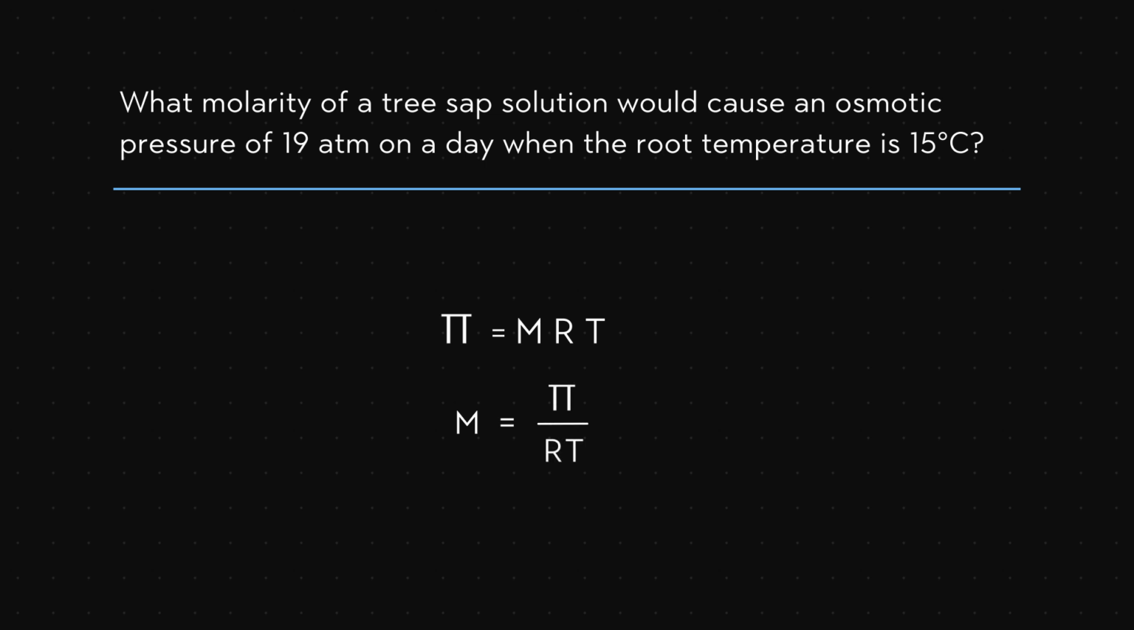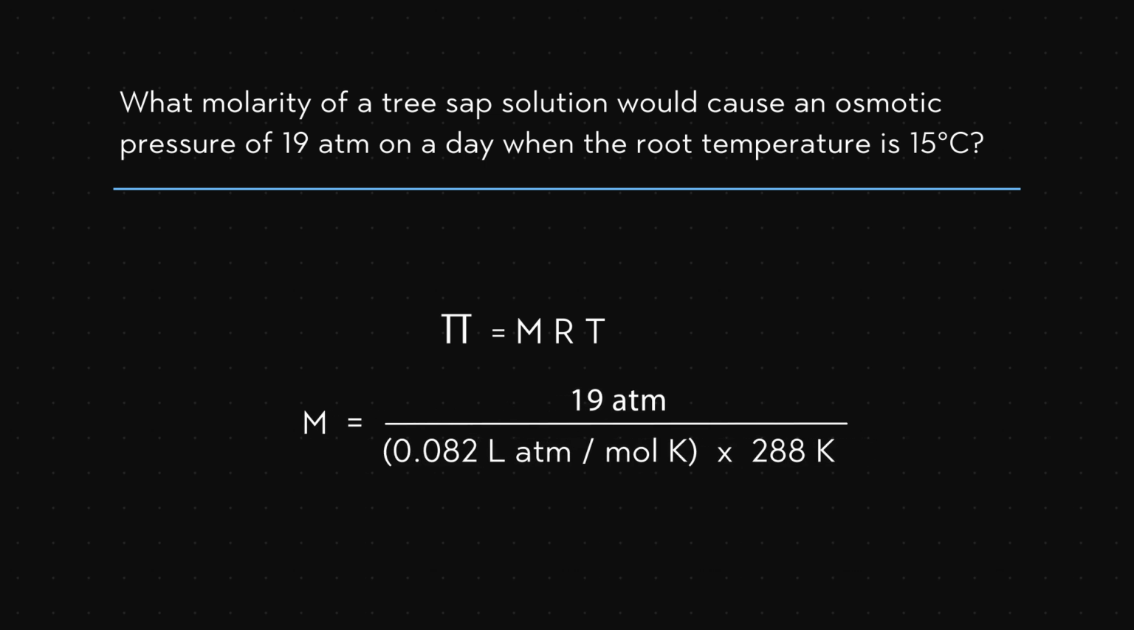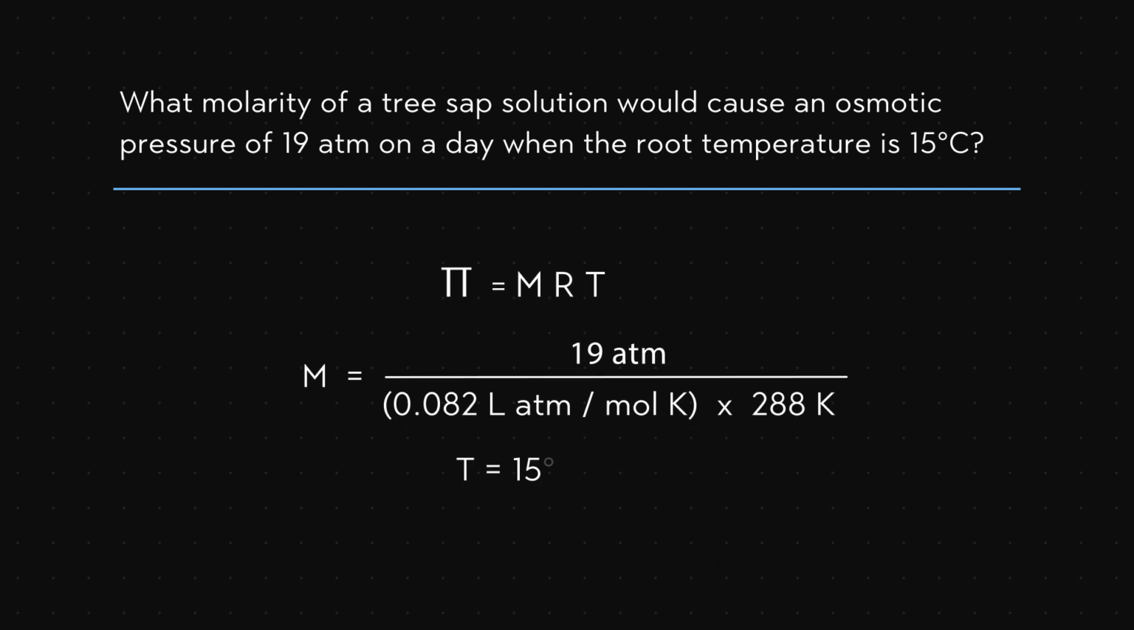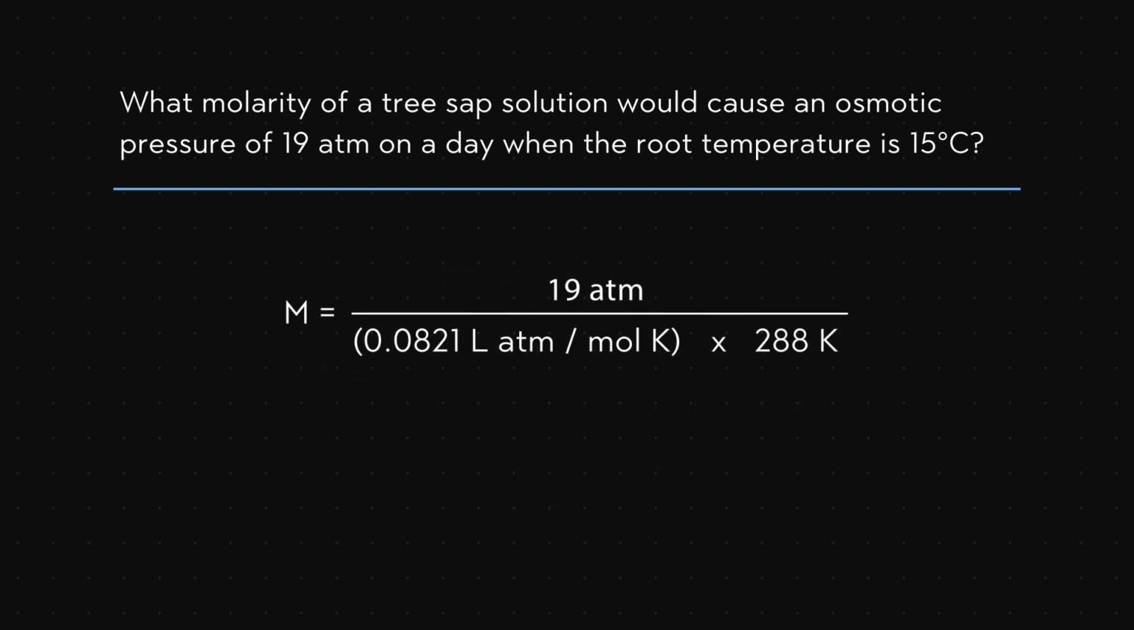Now let's substitute in our values. The osmotic pressure π is 19. R, the ideal gas constant, is 0.082. To convert the temperature from degrees Celsius to Kelvin, we add 273 to it, meaning that T in our formula is 288 Kelvin. Using these numbers, we get a final value of 0.80 molar.